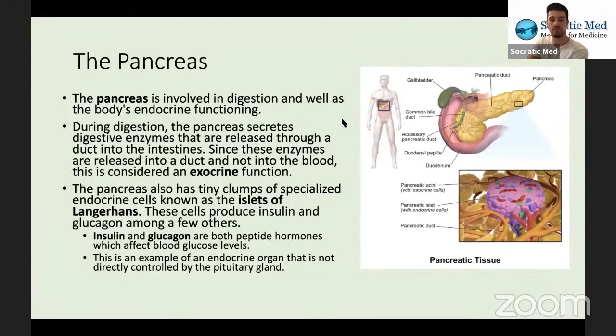Cool, Janelle confirmed. So insulin, glucagon, and somatostatin, and I think somatostatin comes from the delta cells in the islets of Langerhans.